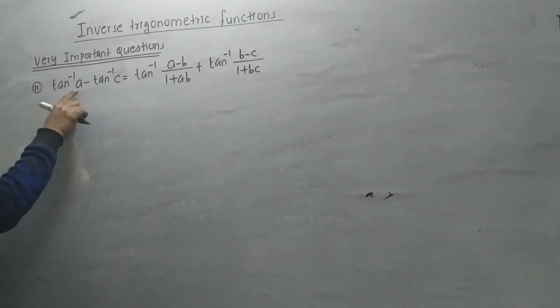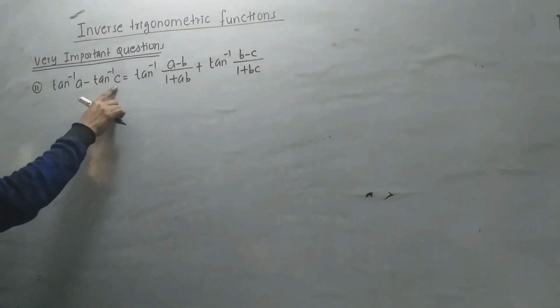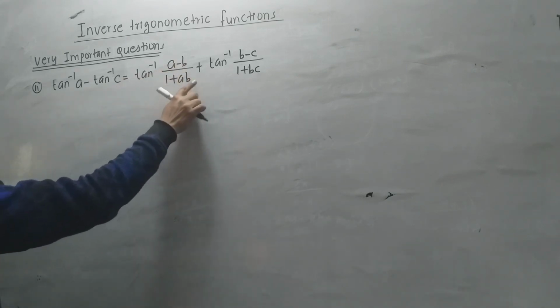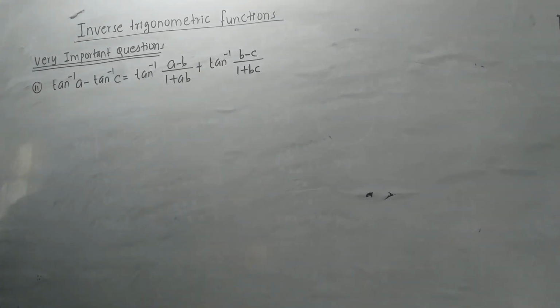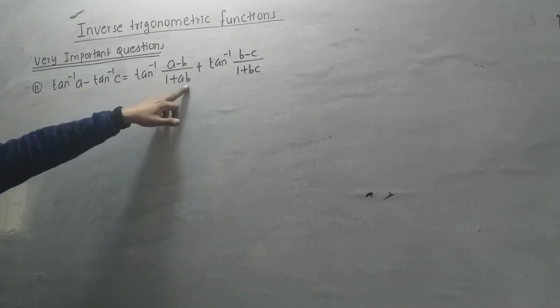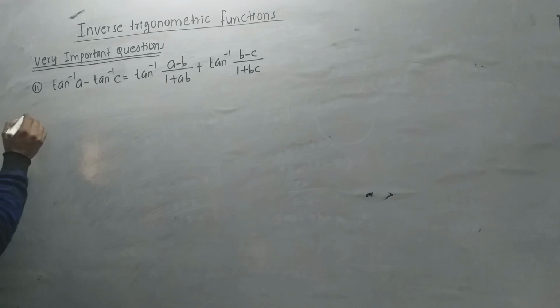So tan inverse a minus tan inverse c equals tan inverse (a minus b) divided by (1 plus ab) plus tan inverse (b minus c) divided by (1 plus bc). Here only the letters a and c are used, but here an extra b is introduced. So we have to apply some simple technique here.